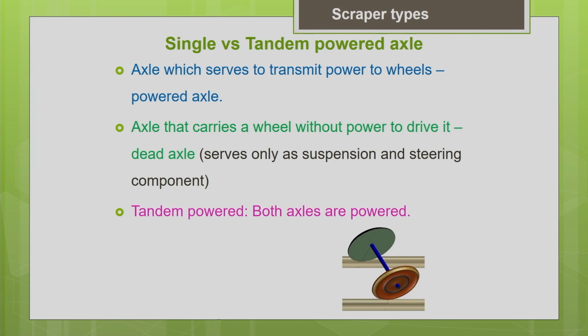So now let us see what are these single versus tandem powered axle scrapers. Basically, how do you classify the axle into powered axle and dead axle? See, in our common vehicle, for example a car, it need not be the case that all the axles are powered. Maybe only one axle may be powered, and the other axle will be just dead.